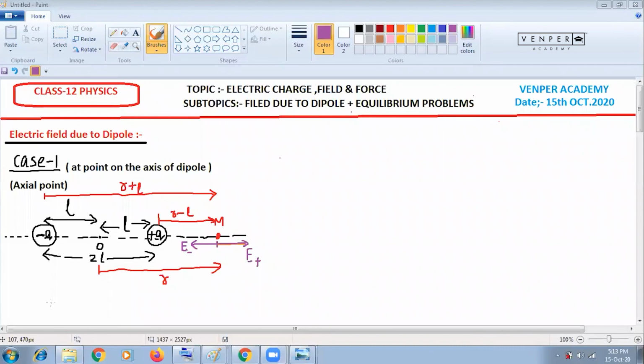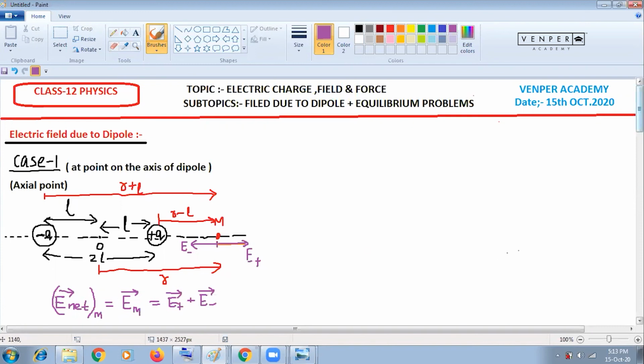Now you want to find the net electric field at M. M means the axial point. So that is nothing but the addition of two vectors. You can write it as E_M. If you want to write it in vector format, you can write the electric field at M as E plus plus E minus. This is a vector addition.